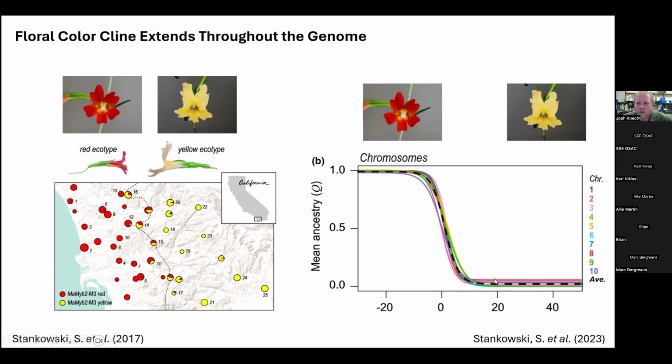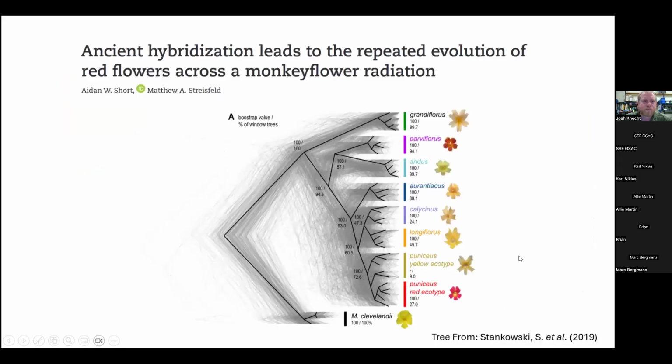And Stankowski et al. tried to look at floral QTLs and overlay them to see if they overlaid with these strongest clines. And for the most part, they weren't able to do that. So there's some indication that there may be reproductive isolation that is not involved with this floral morphology. And then Aidan Short and Matt Streisfeld recently looked at an ancient hybridization in this entire group, and they found a lot of evidence for hybridization throughout the group, but also evidence for selection against gene flow in the group.